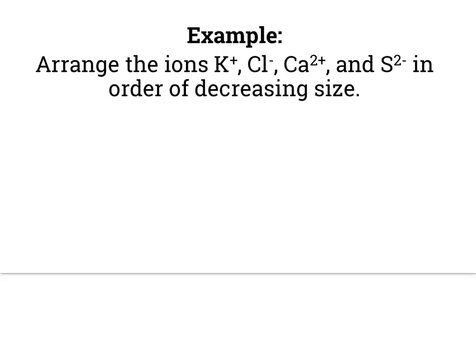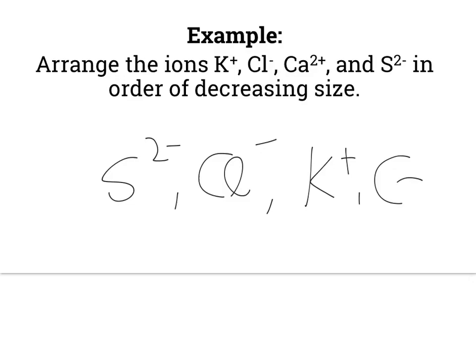Alright, welcome back, and kind of awkward that I literally did this for you. I really got to stop doing that. But basically our decreasing order will be sulfur, chlorine, potassium, calcium. Sorry about doing your example for you. But again, that's ionic radius.